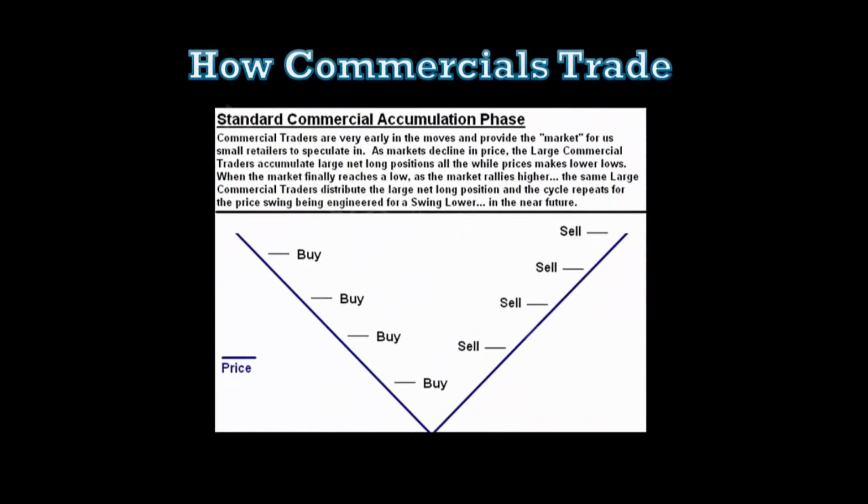So how do the commercials trade? Well, I'm going to give you the basic standard commercial accumulation phase. As price, depicted by this blue line here, this V on the left side of the chart, we start coming down. That's going to graphically depict a decline in price. Once price comes down to a low of some kind, finds a support level or deemed value, the commercials are done with all their buying.